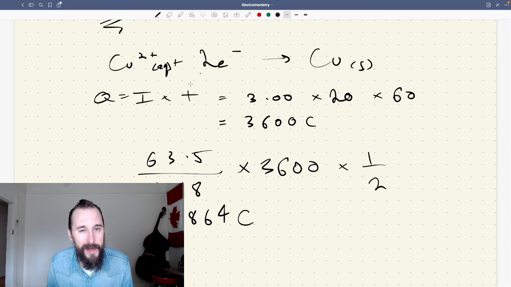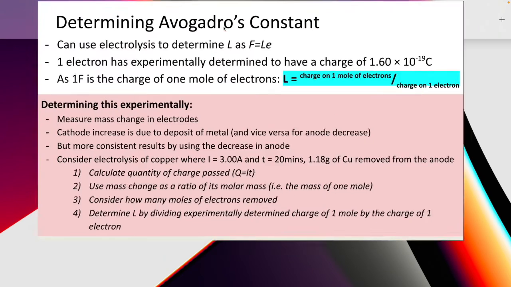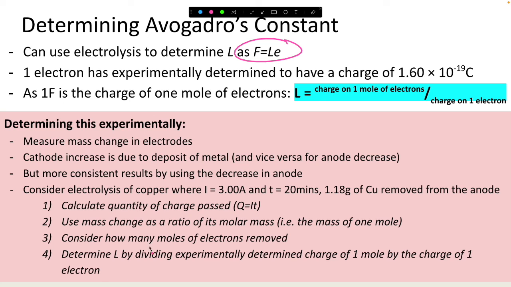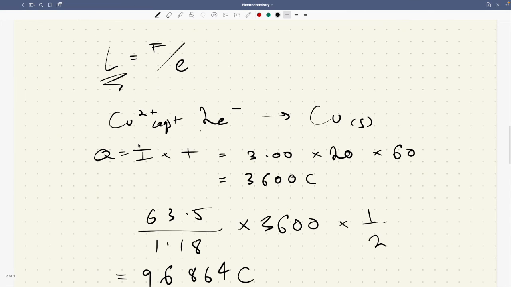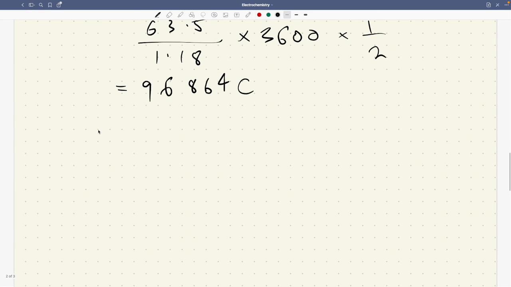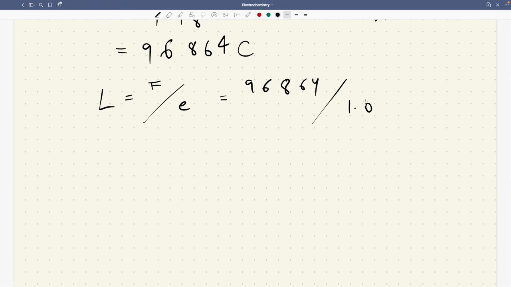Now, experimental results always have a degree of experimental error, but if we keep going through, we can now use our relationship up here, F equals LE, to determine experimentally what Avogadro's number is. So we said we could get L is equal to F over E. So let's do that. So Avogadro's number will be our experimentally determined Faraday's constant divided by the charge on 1 electron, which is the constant. So we plug this in, 96,864. We divide that by our charge of our electron, which we said was 1.60 times 10 to the minus 19.